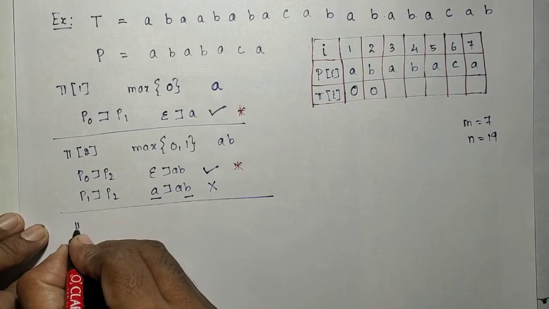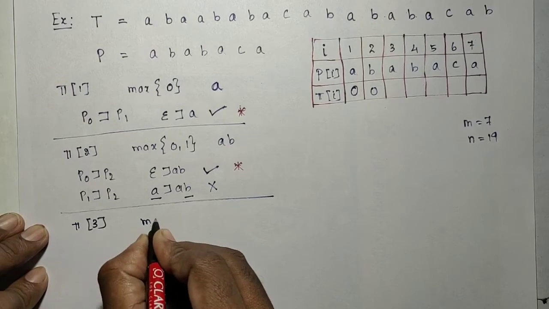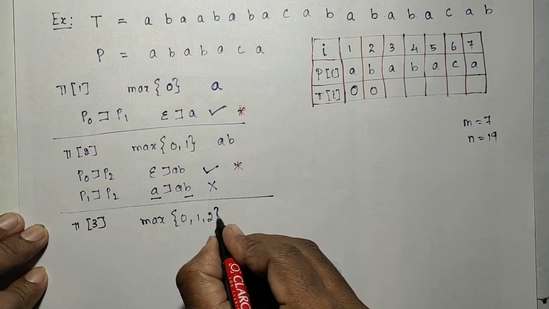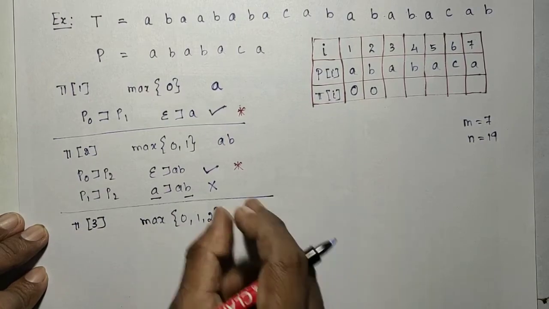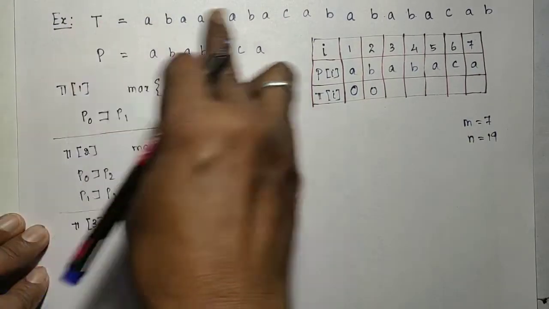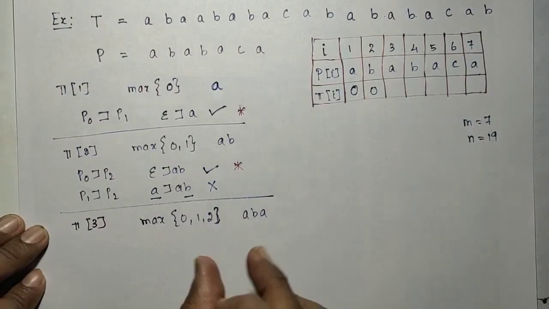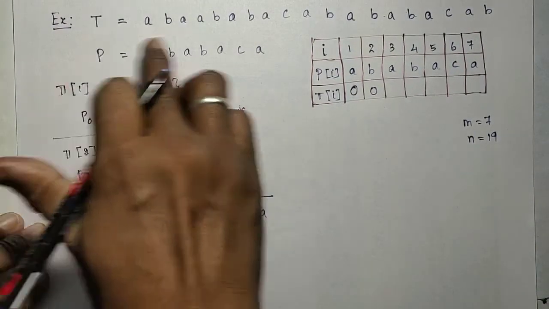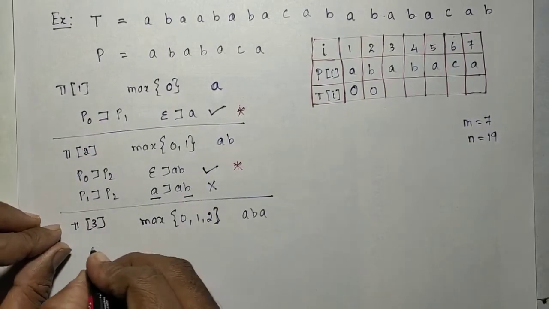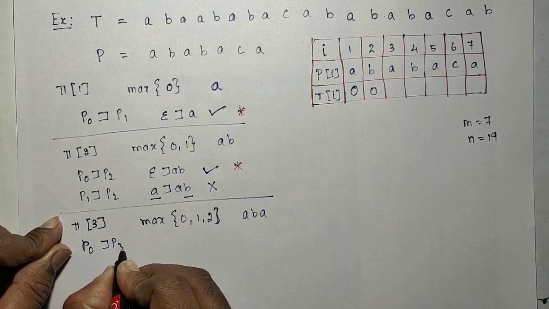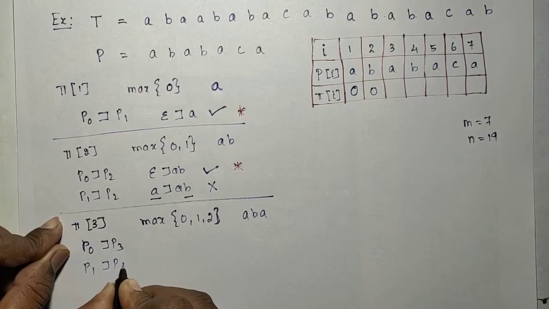Next I need to consider pi of 3, maximum of 0, 1, 2. I need to consider A, B, A, the first 3 characters from this pattern. While computing this prefix function, we will not consider the text, be clear. We will do the computation only for the pattern. So in this procedure the text will not be involved. Now what we have to say is, P0 is the suffix of P3, P1 suffix of P3, P2 suffix of P3, like that we have to check.